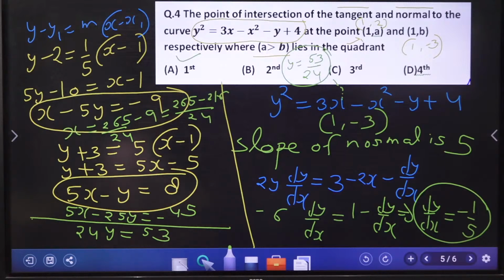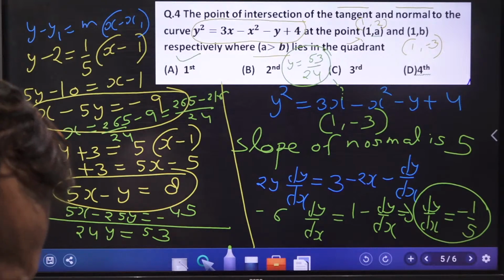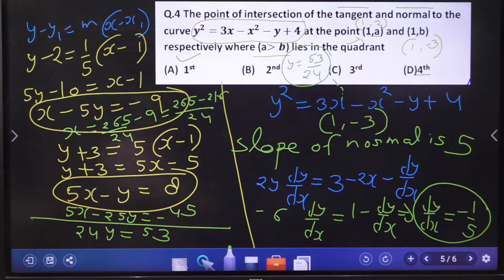So is this clear to all of you? Very important problem, and in GATE exam the maximum difficulty level can be only this.